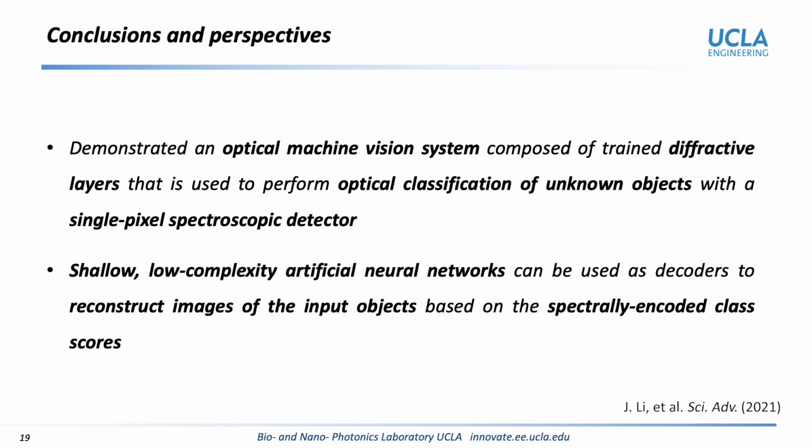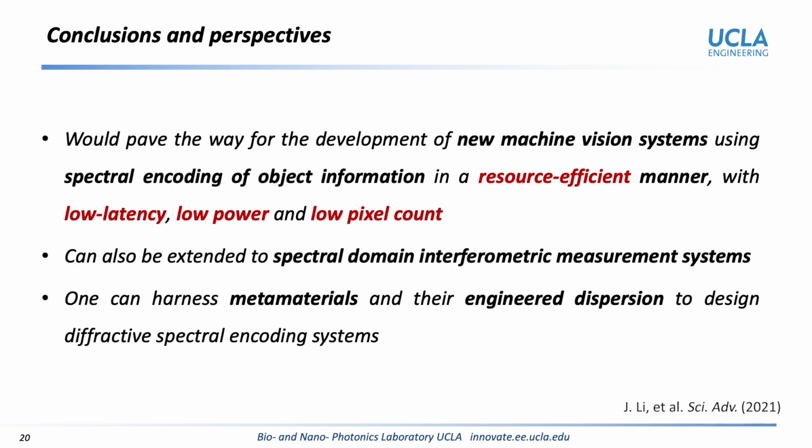In summary, in this work, we demonstrated an optical machine vision system composed of trained diffractive layers that is used to perform optical classification of unknown objects with a single pixel detector. Also, shallow and low complexity artificial neural networks can be used as decoders to reconstruct images of the input objects based on the spectrally encoded class scores. We believe that this framework would pave the way for the development of new machine vision systems that use spectral encoding of object information to achieve a specific inference task in a resource-efficient way.